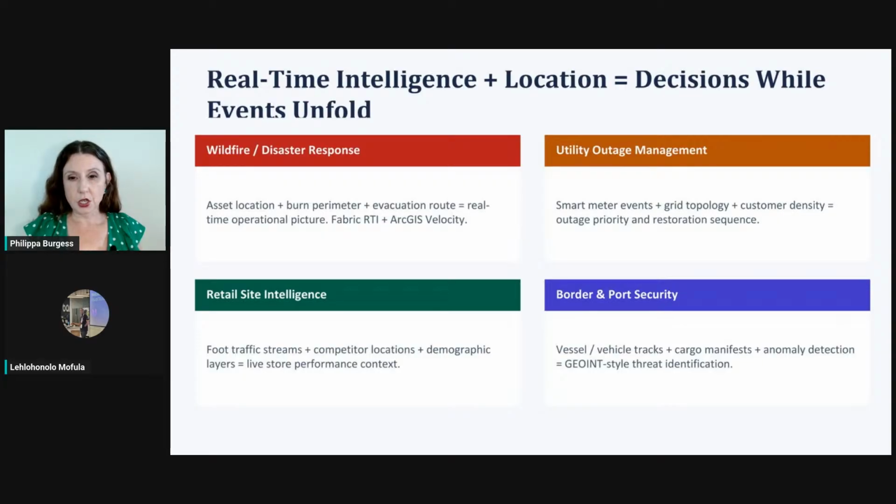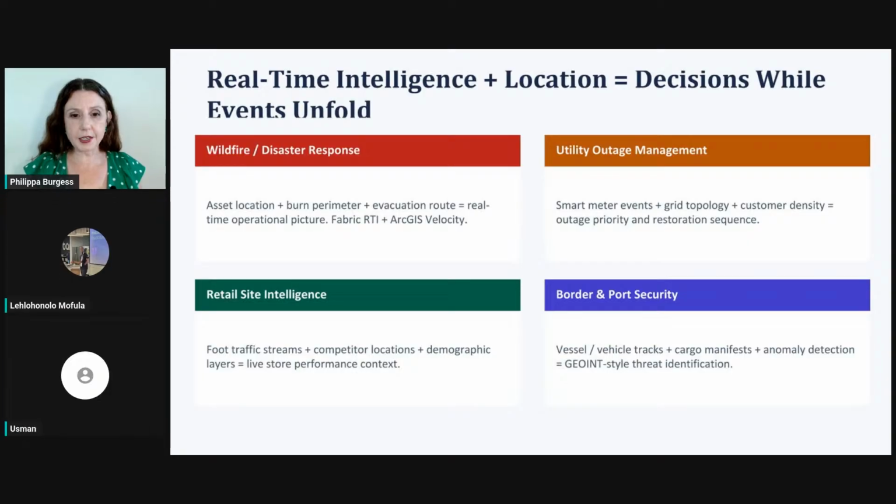Just a couple of application examples of real-time intelligence with location. You can make decisions while events unfold. You can deal with wildfire and disaster response: asset location, burn perimeter, evacuation routes. That's a real-time operational picture where you can be using Fabric RTI and ArcGIS Velocity. You've also got utility outage management: smart meter events, grid topology, customer density.